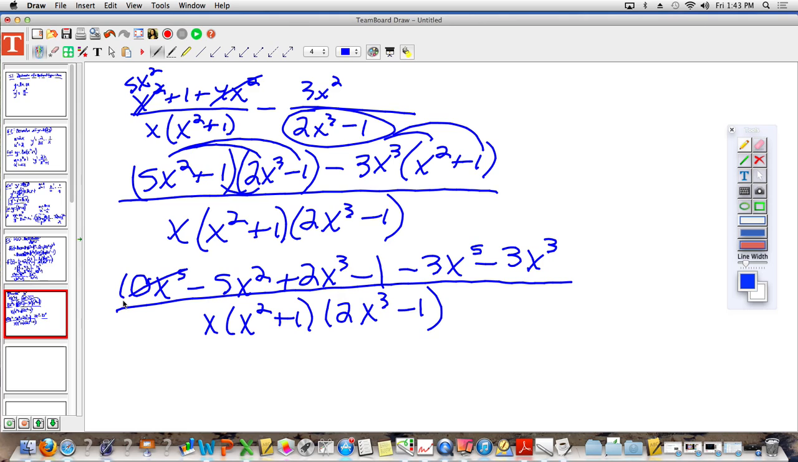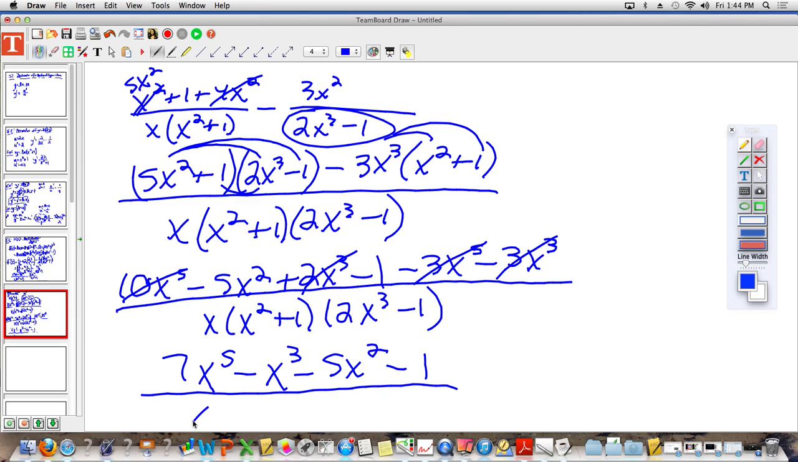All right, so we have a 10x to the 5th and a minus 3x to the 5th. That gets you 7x to the 5th power. And then we have a couple of cubes here, a 2x cubed and a minus 3x cubed. That gets you a negative x cubed. And then a minus 5x squared and a minus 1, divided by x times x squared plus 1 times 2x cubed minus 1.